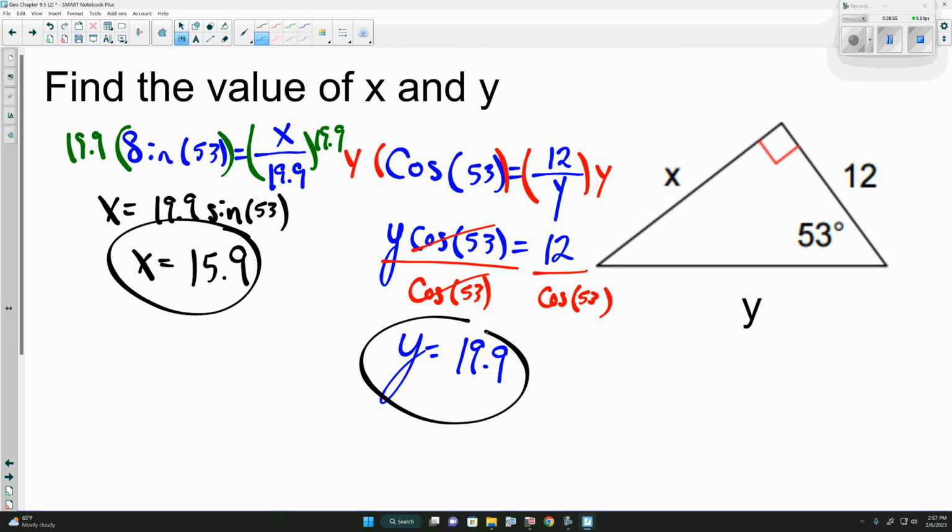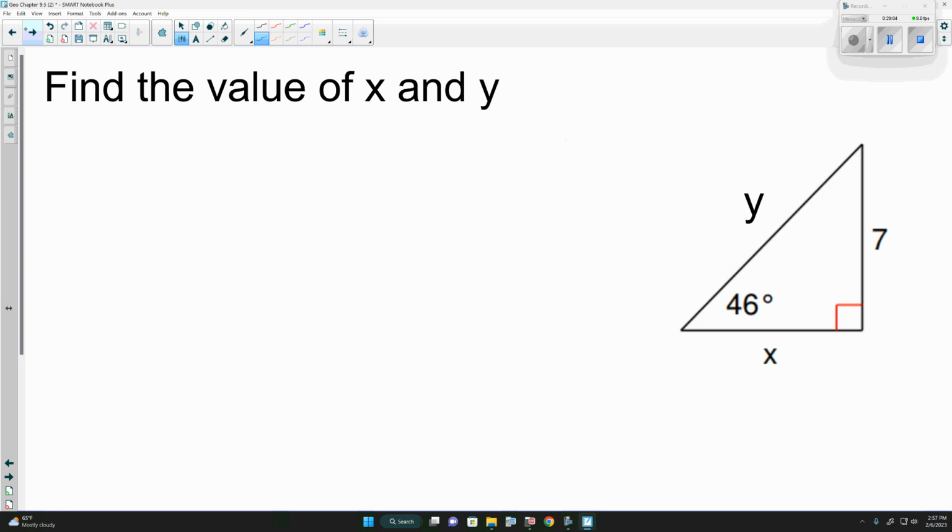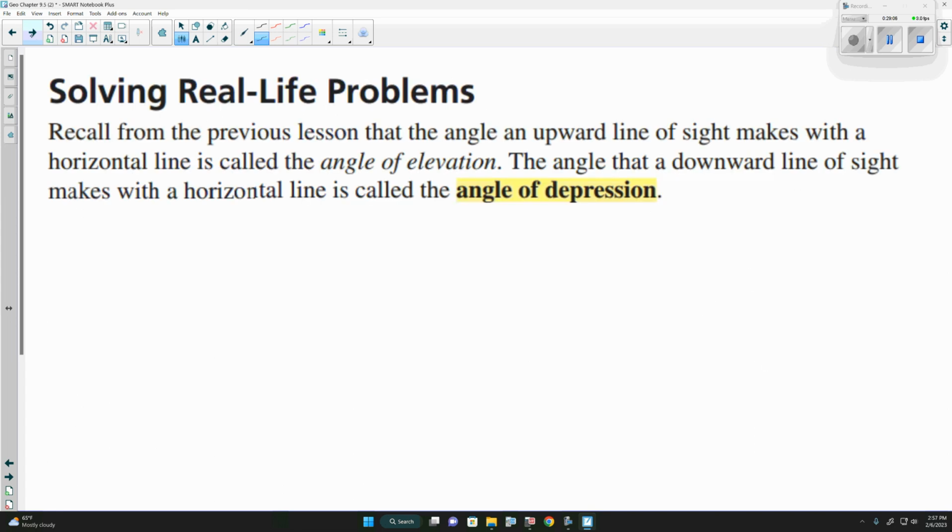Yep. Any questions on any of this here? Okay. Now we're going to do one last problem, and then we're done for the day.